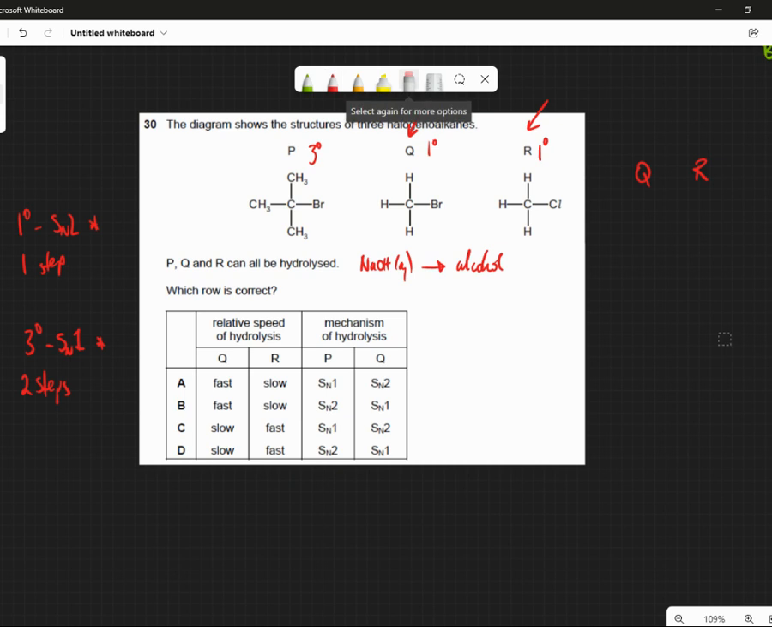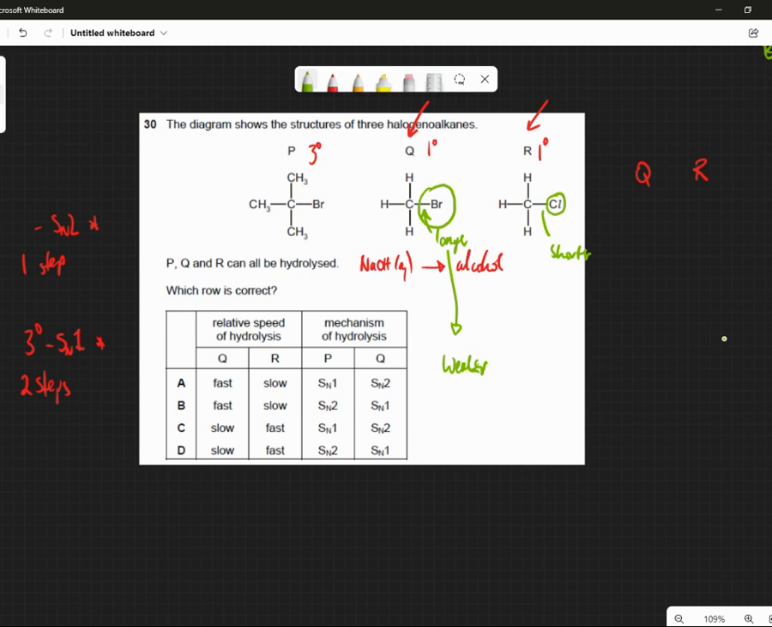Why is Q faster than R? Yeah, exactly. Well done, dear. Exactly that. This bond is longer. This bond is shorter. How do we know that? Well, bromine is bigger than chlorine. So the bond is longer in the bromine. If you have a longer bond, that means a weaker bond. And so therefore Q will be faster.